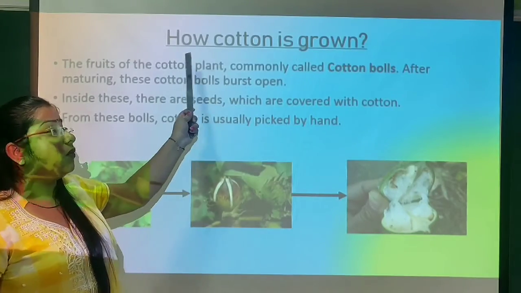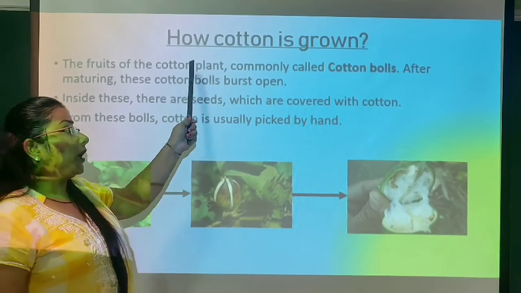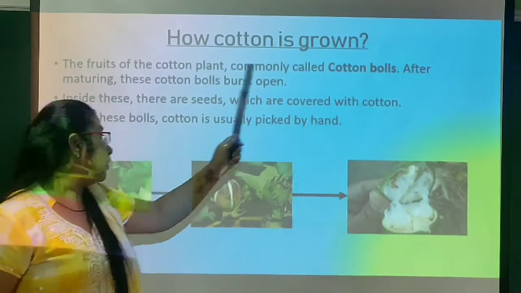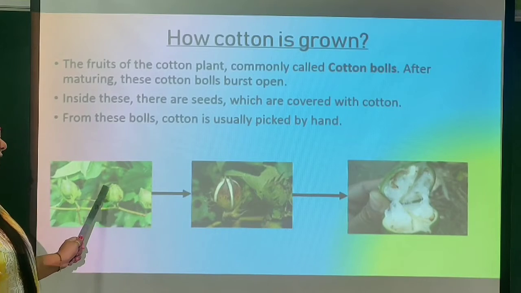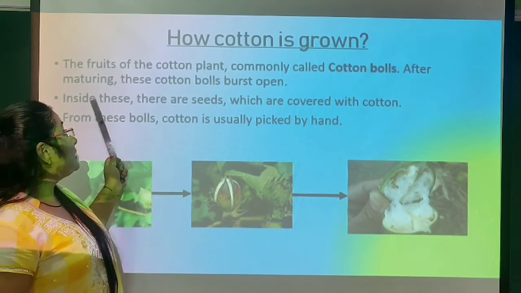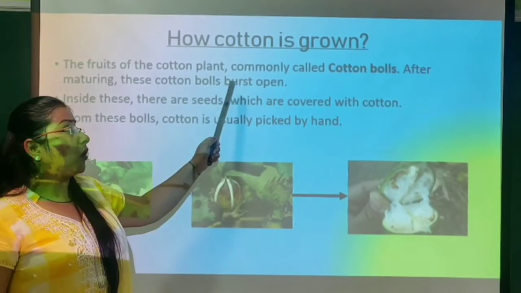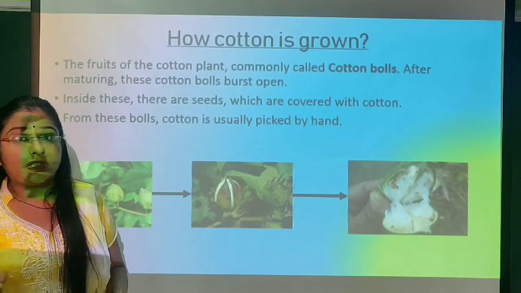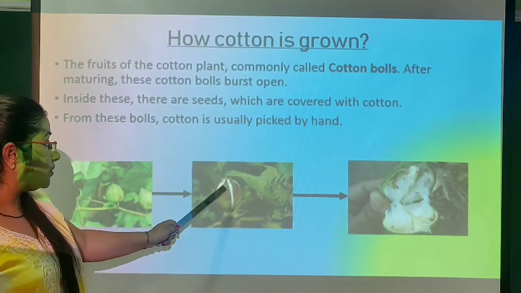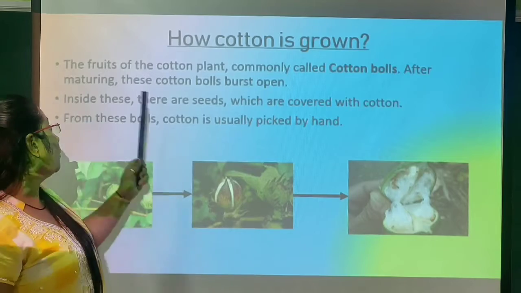Now we will see how cotton is grown. The fruit of the cotton plant is commonly called cotton balls. You see in this picture, in this way the cotton grows. This is known as cotton balls. After maturing, these cotton balls burst. When the cotton balls mature, they burst. You see in this picture, these cotton balls will open slowly.